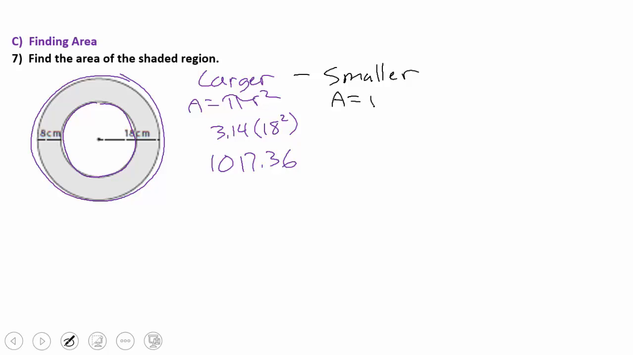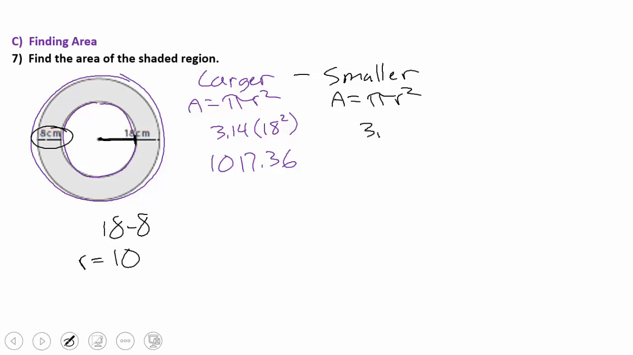So we're going to go area times pi r squared. And what is the radius of the smaller circle? Well, we can see that it goes to here. And so we're going to cut it off there. But that doesn't help us until we look over here and see that the shaded part is 8 centimeters. So we take the 18 minus the 8. And we find out that the radius of the smaller circle is 10.